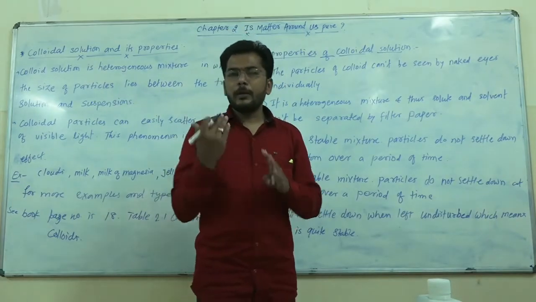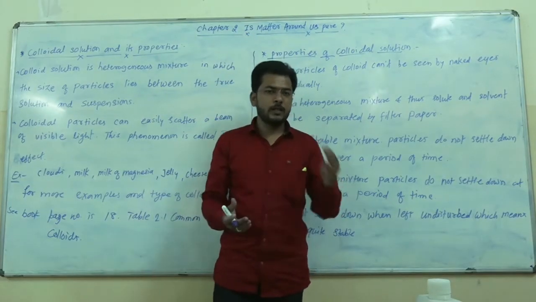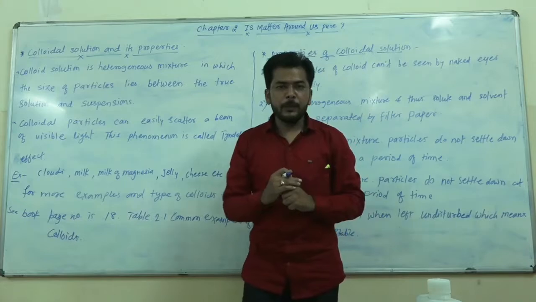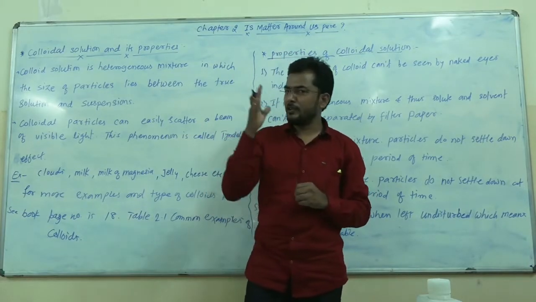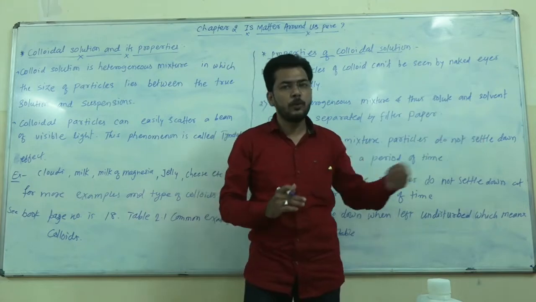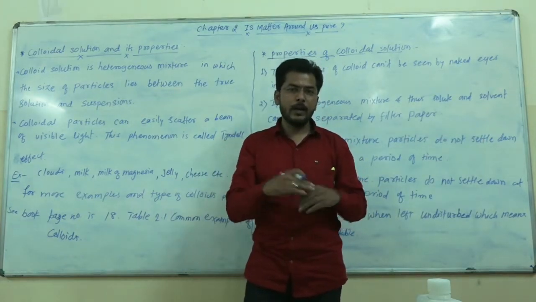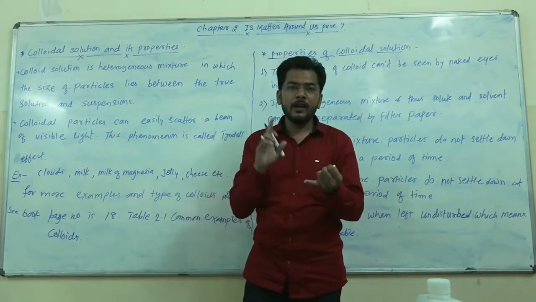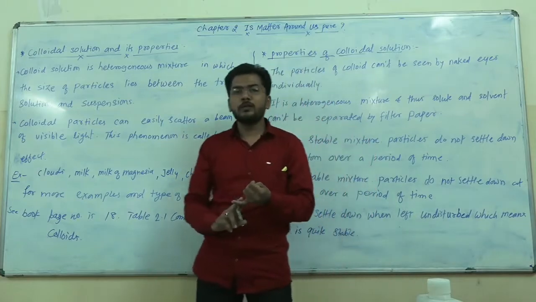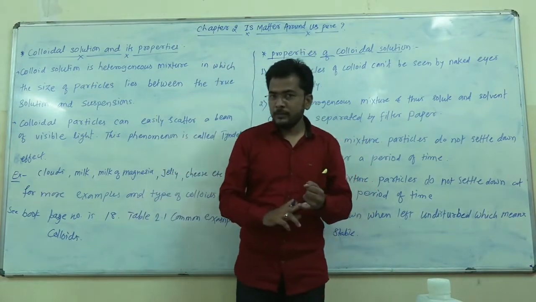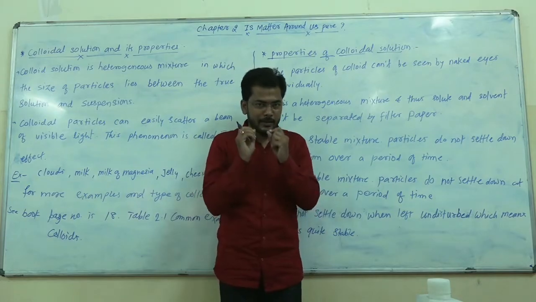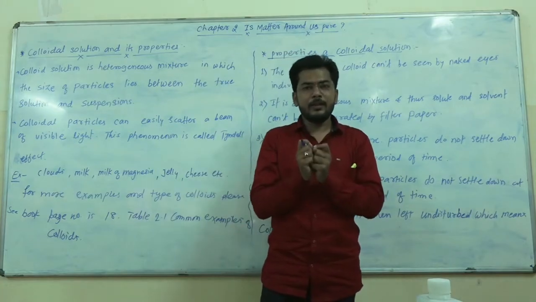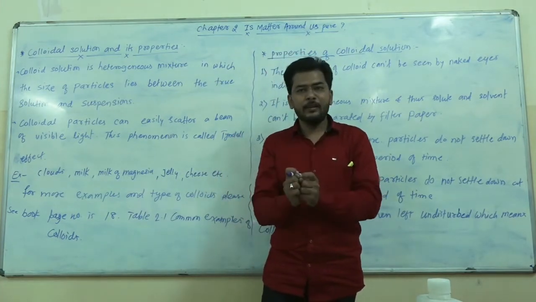Now let us recap all these: solution, suspension and colloid. A solution is a homogeneous mixture. Suspension is a heterogeneous mixture. Colloid is a heterogeneous mixture. I am just differentiating solution, suspension and colloids. In case of true solution, we can't see the particles of the solution. The reason is the size of the particles, which is very small, that is 10 to the power minus 9 nanometer.